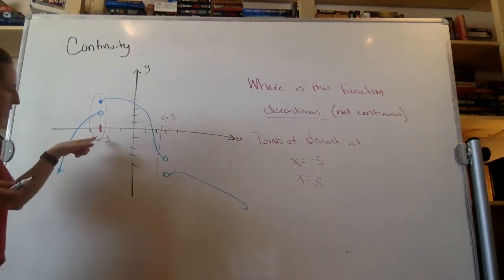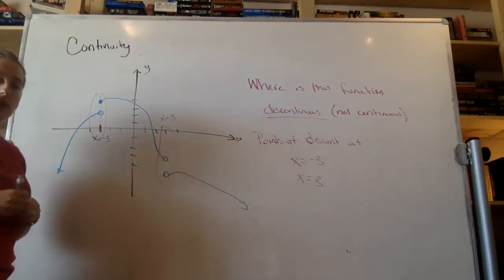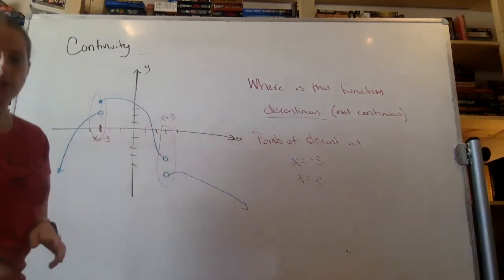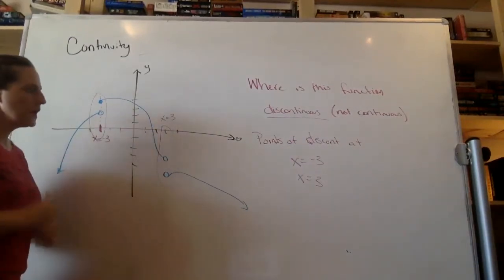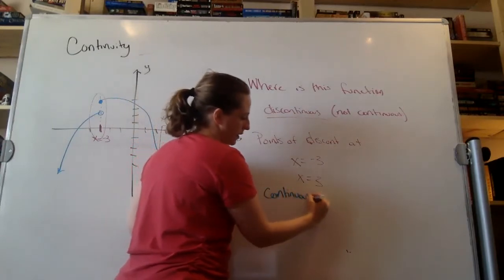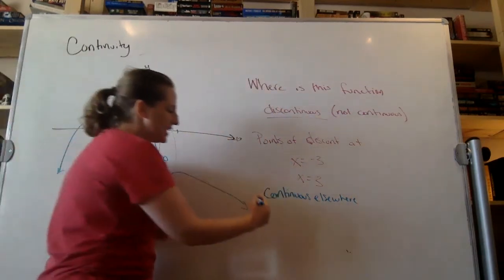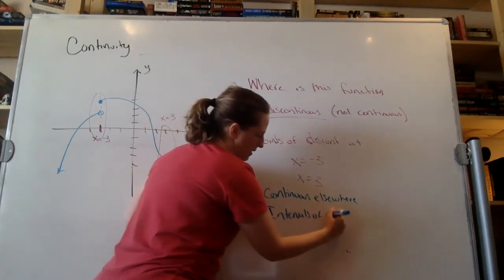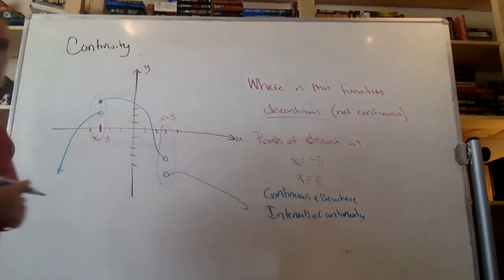So now, if our function is discontinuous at -3 and 3, it's continuous everywhere else. So everywhere else, I could draw this function without lifting my pen from the paper. The only places I'd have to lift my pen from the paper are at -3 and 3. So our function is continuous everywhere else, or we say continuous elsewhere. And oftentimes we want to write the intervals of continuity.